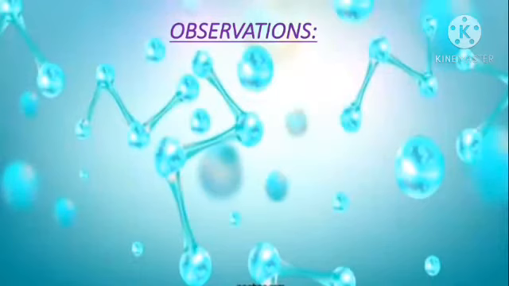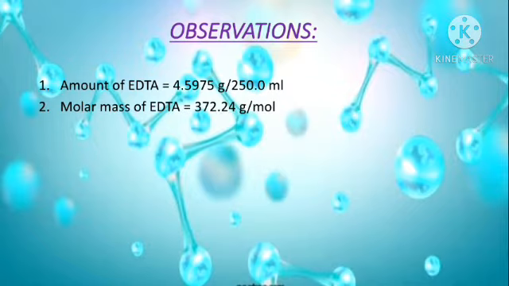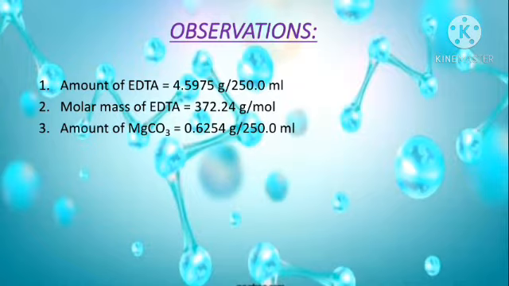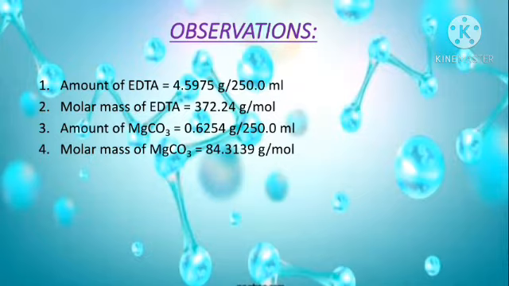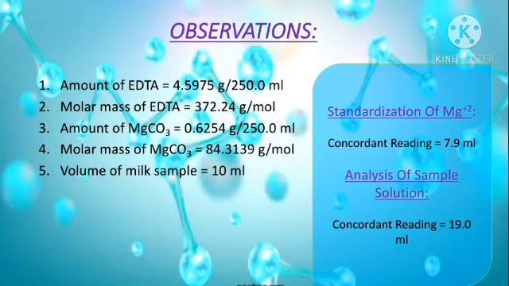Now I am going to discuss observations. Amount of EDTA is equal to 4.5975 gram per 250 ml. Molar mass of EDTA is equal to 372.24 gram per mole. Amount of magnesium carbonate is equal to 0.6254 gram per 250 ml. Molar mass of magnesium carbonate is equal to 84.3139 gram per mole, and the volume of milk sample is equal to 10 ml. Concordant reading for the standardization of magnesium plus 2 solution is 7.9 ml and 19 ml is the concordant reading of analysis of sample solution.